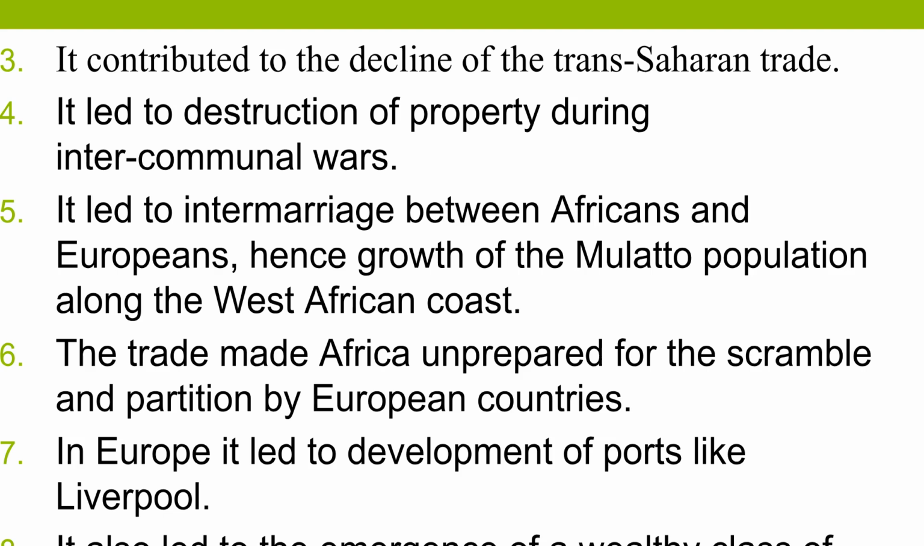The transatlantic trade contributed to the decline of the trans-Saharan trade and the destruction of property during wars. It resulted in intermarriage and the growth of the mulatto population along the West African coast. It left Africa unprepared for European colonization. In Europe, it spurred the development of ports like Liverpool and created a wealthy class of traders who invested in plantations. It also led to the settlement of Africans in America.